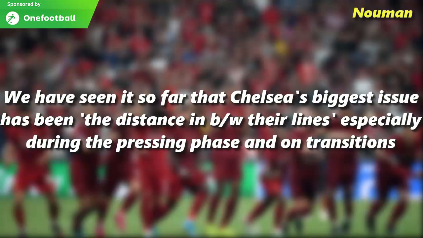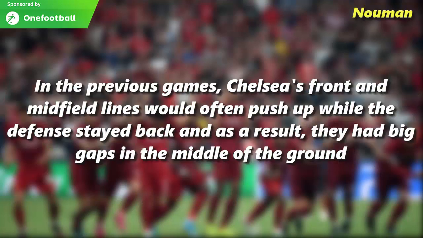We have seen it so far that Chelsea's biggest issue has been the distance in between their lines, especially during the pressing phase and on transitions. In the previous games, Chelsea's front and midfield lines would often push up while the defense stayed back, and as a result, they had big gaps in the middle of the ground.